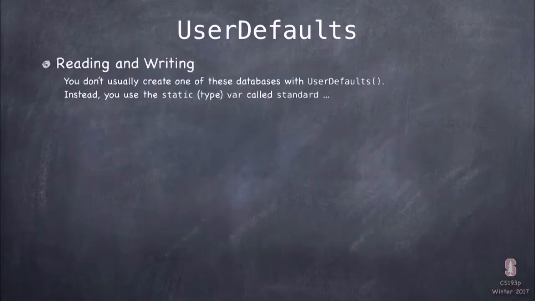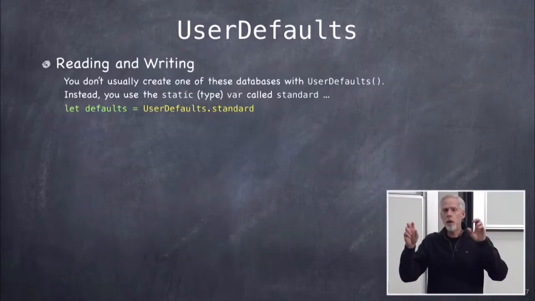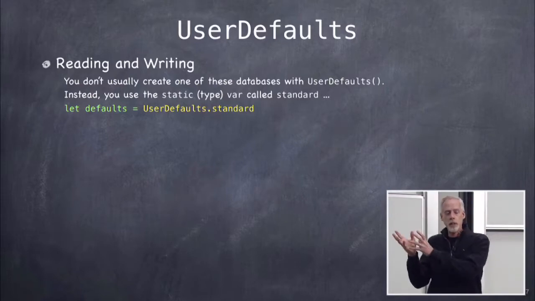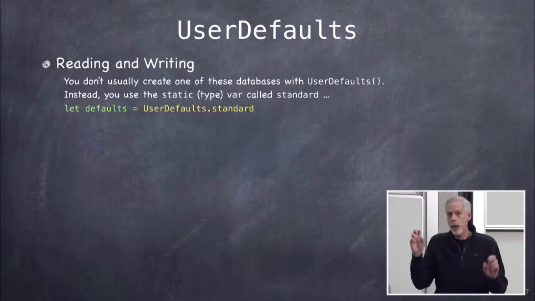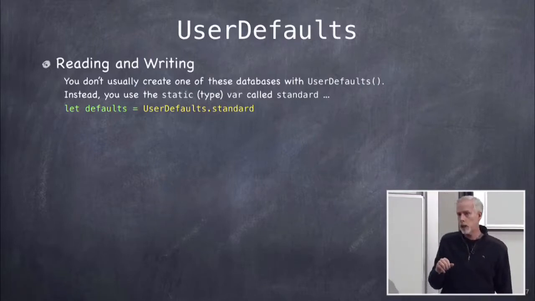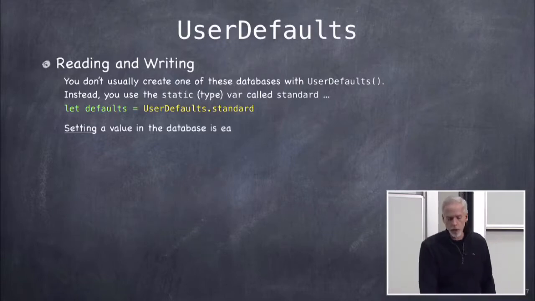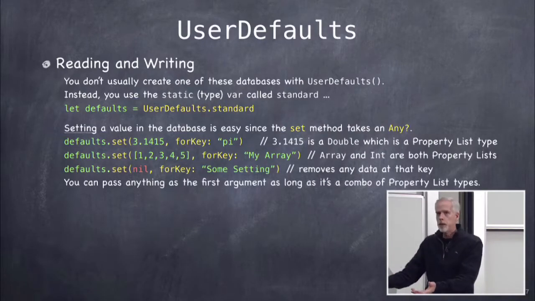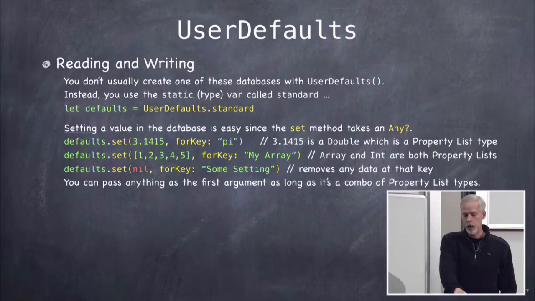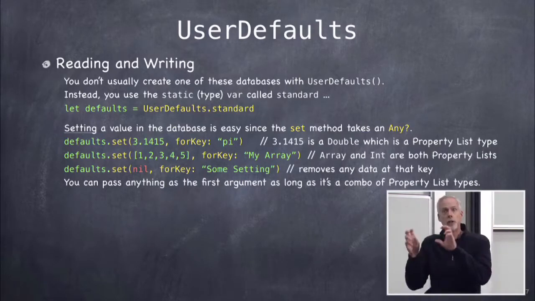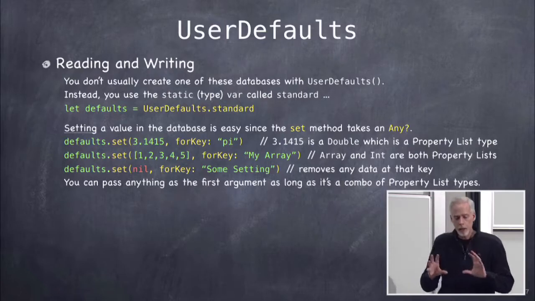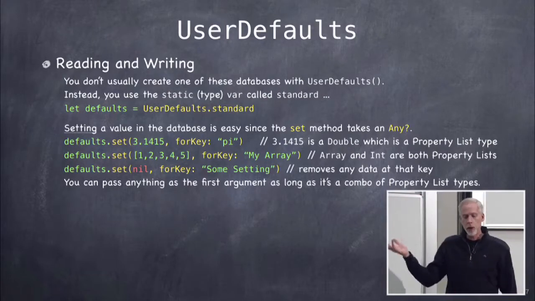Okay? And the way you read and write it, you don't create a user default by saying let x equal user defaults with parentheses. You say let defaults equal user defaults dot standard. So that's a type var on the user default struct. Okay? And you get this standard user default, and then you can send it things like set, that thing I was telling you, set any. And here I've got 3 different sets, one of them setting a double, one setting an array of ints. An array of ints is okay because array is part of property list, and so is int. So that's okay, that's a property list. An array of ints is a property list, so is a double, because it's one of those types. And I just set them in there.